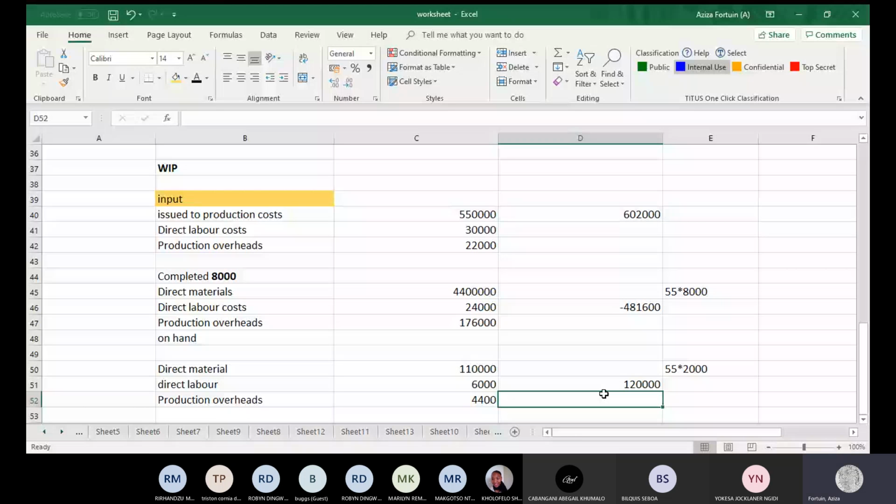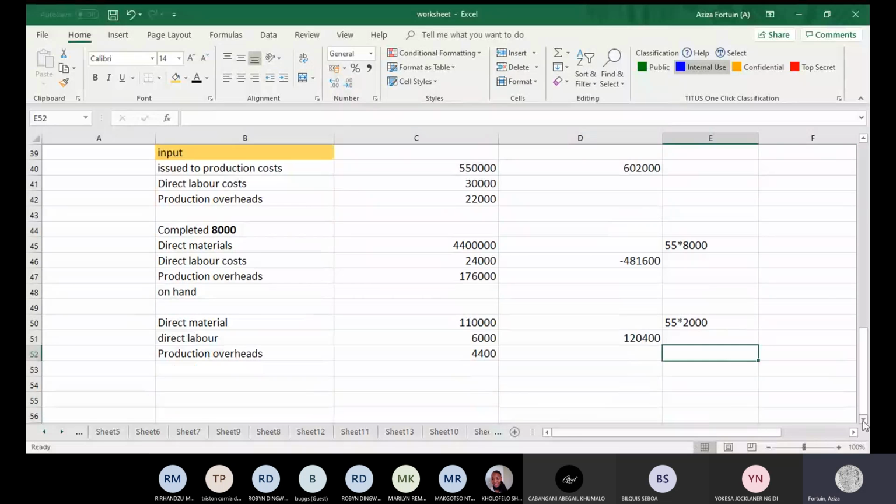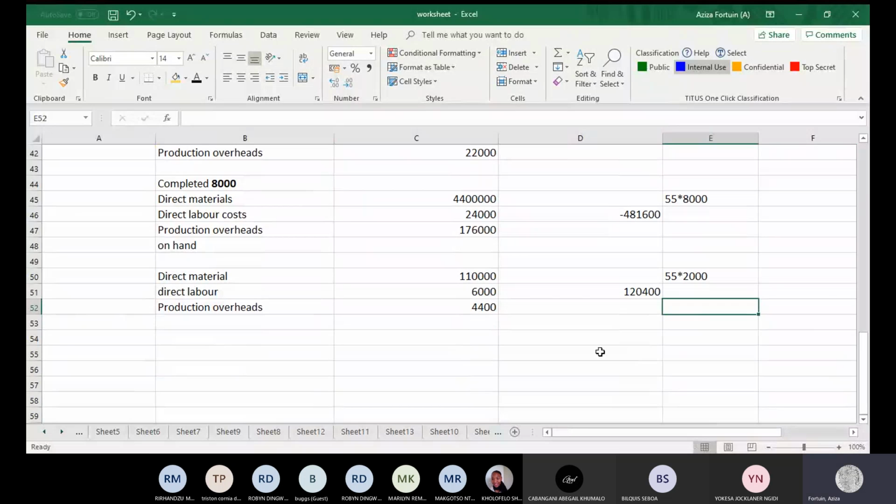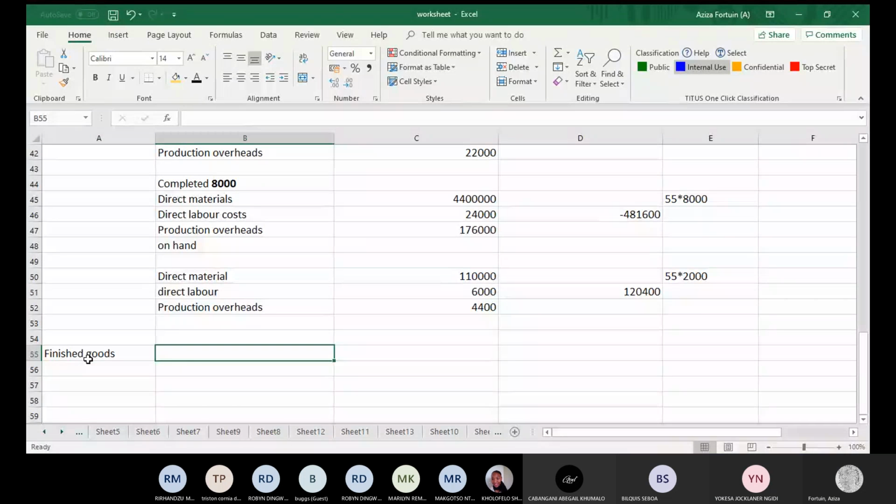Okay, this is wrong here. So you could have said also 602 minus 481 is 120,400. Okay. So the third one is the finished goods. Let's take a minute and look at that quickly.